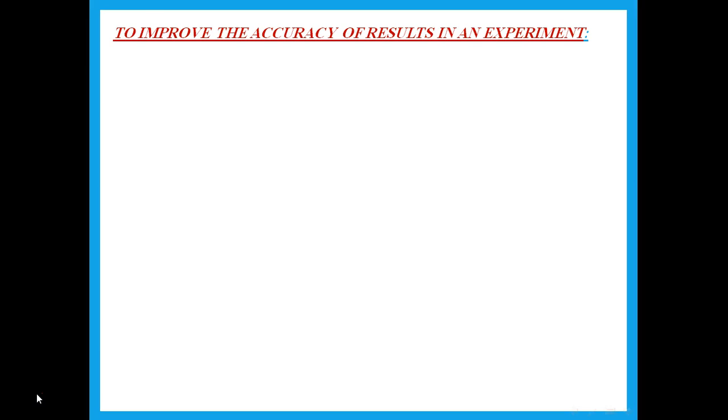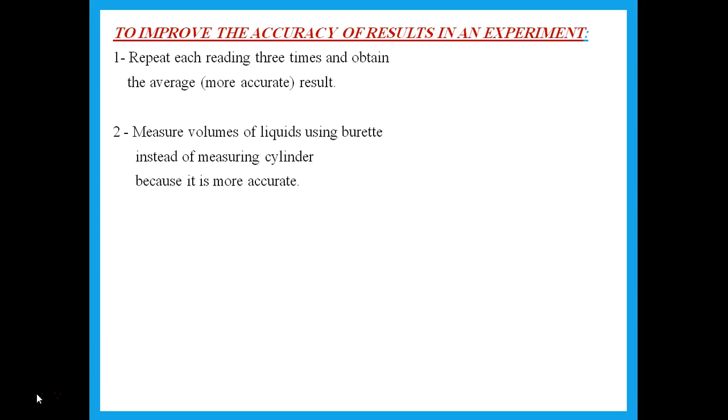Okay, to improve accuracy of results. So if he says, how can I improve the accuracy of the results of this experiment? Okay, a basic thing would be to tell him to repeat each reading 3 times and obtain the average, for example, because that would be a more accurate result. Or if we're measuring volumes of liquids, then I tell him to measure the volume of liquid using a burette instead of a measuring cylinder because it is more accurate. We said a burette is an accurate method of measuring the volume of liquid.